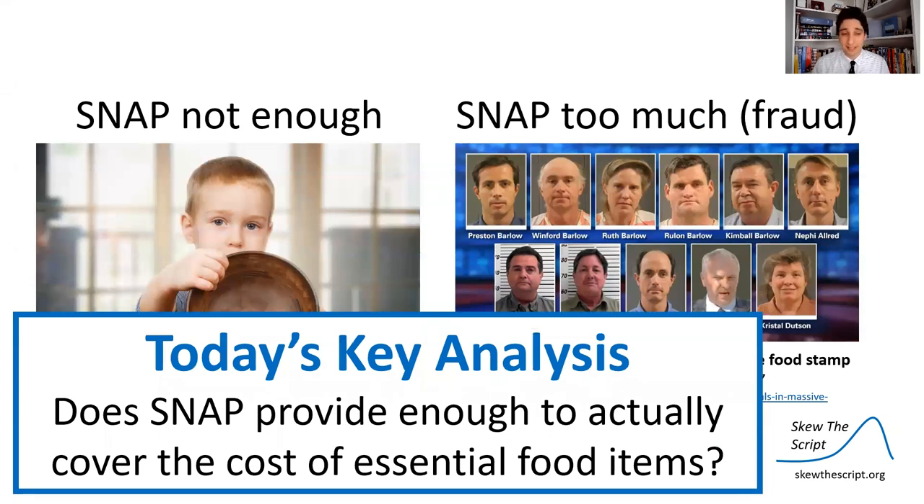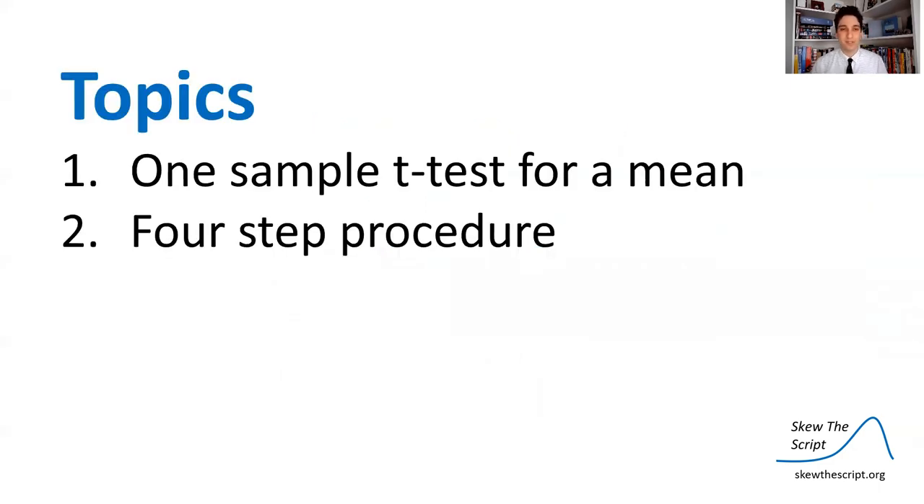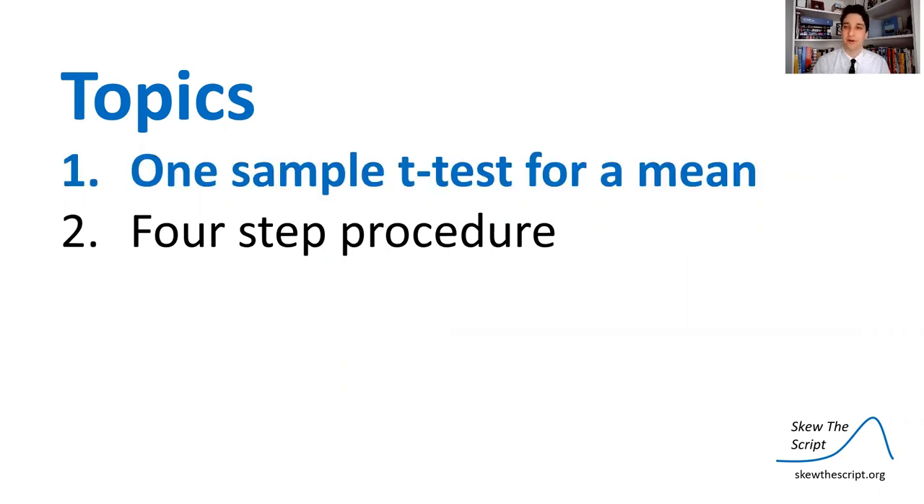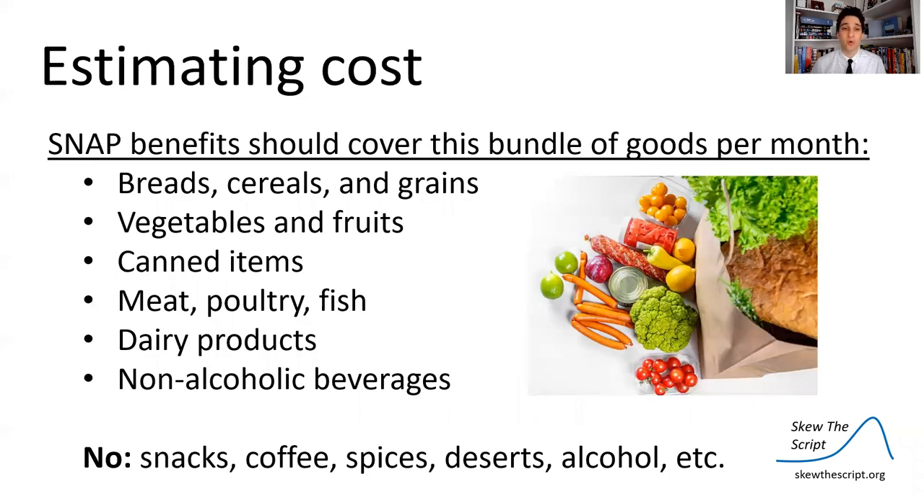So today's key analysis will be, does SNAP provide enough to actually cover the costs of essential food items for families? If you want to follow along using notes, you can print up our handout at this website. So let's start by talking about how we would explore this using a one sample t-test for a mean. We're going to go through an informal version of this hypothesis test right now, just to understand it conceptually, and then we'll show you how to do the four-step state, plan, do, conclude process that you can do on a regular FRQ and get full credit.